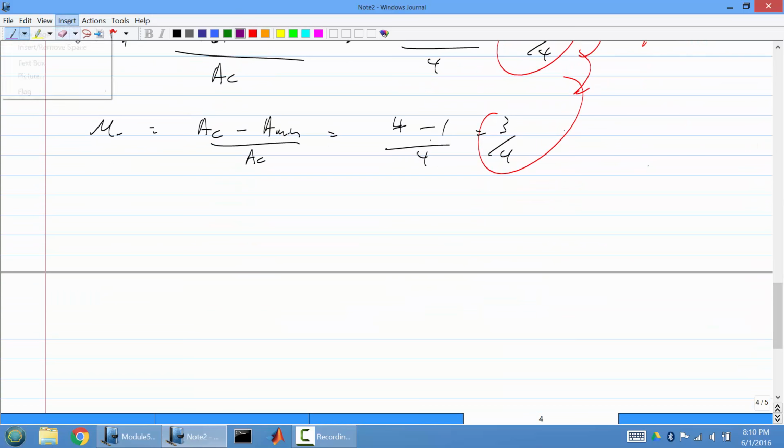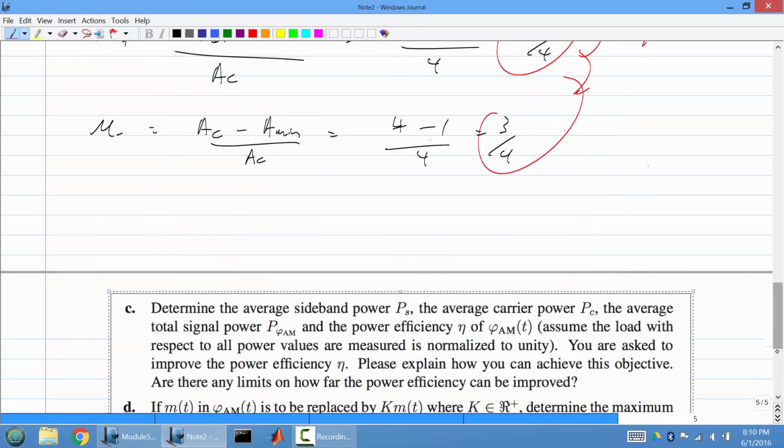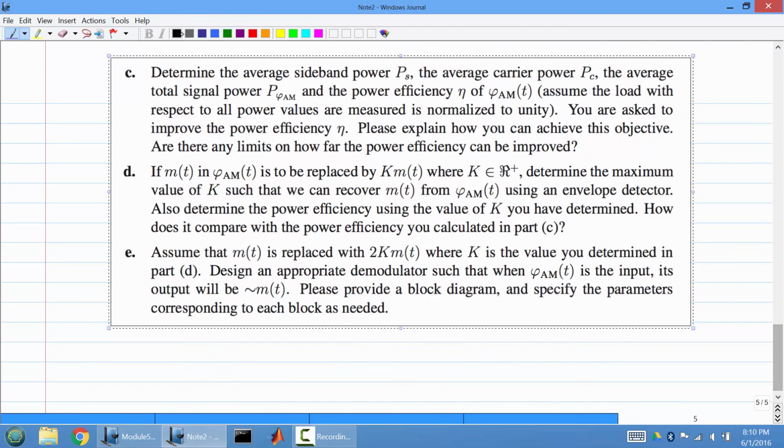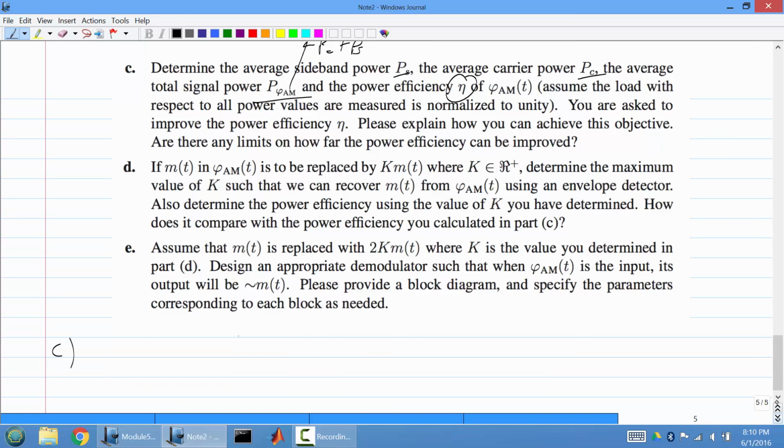Okay. All right, let's do the next parts here. A little bit of a mouthful, but totally fine. C. Determine the average sideband power and the average carrier power and the average signal power, which is just adding them both up, right? So this is just PC plus PS. And the power efficiency. Okay, so let's do that first. This is actually 2 questions in one, but let's split that up.